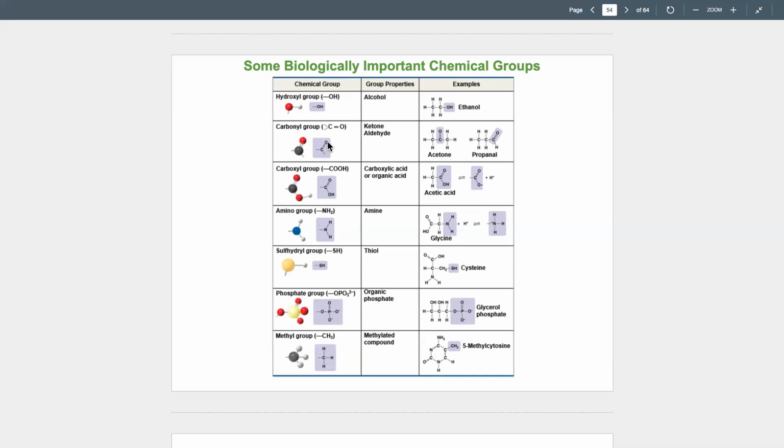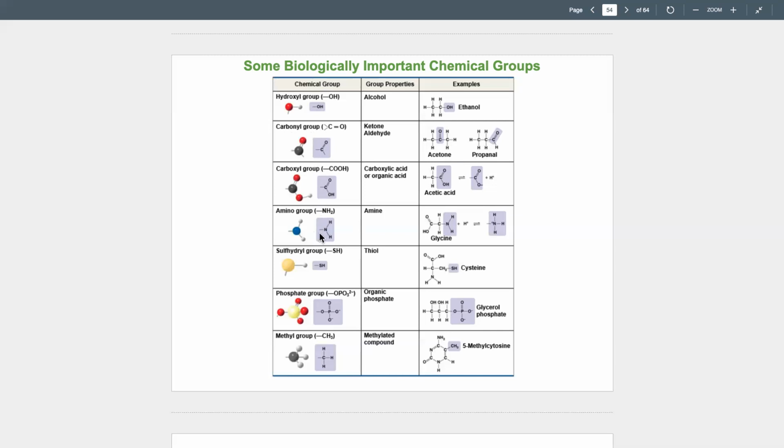This could be a ketone where it's just in a chain of other carbons, or like this acetone, this is a ketone group, or it could be like propanol, which is basically just a hydrogen bonded to it. So basically just the part in purple is the carbonyl group.